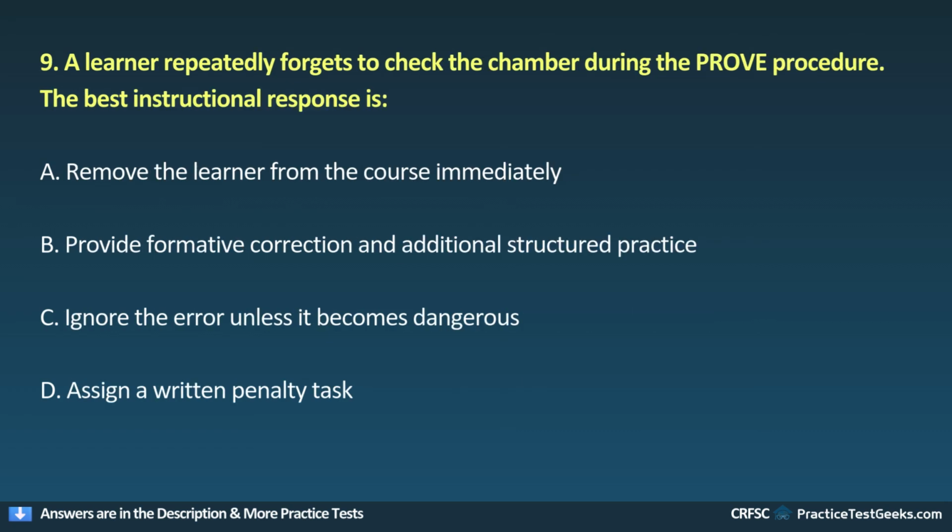9. A learner repeatedly forgets to check the chamber during the prove procedure. The best instructional response is: A. Remove the learner from the course immediately. B. Provide formative correction and additional structured practice. C. Ignore the error unless it becomes dangerous. D. Assign a written penalty task.